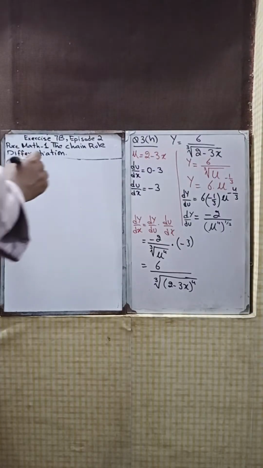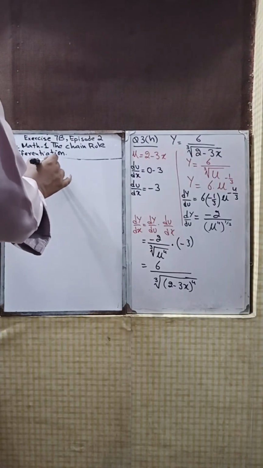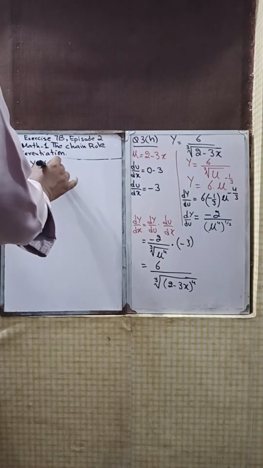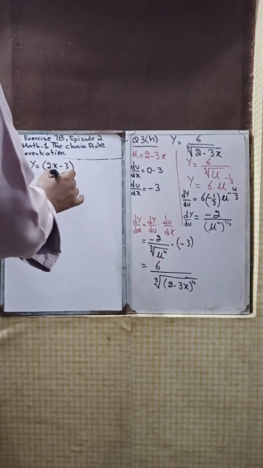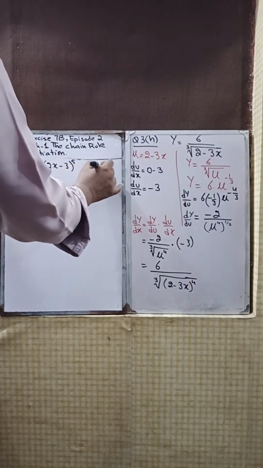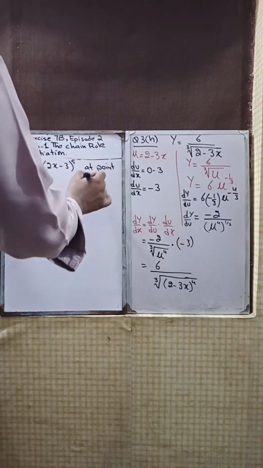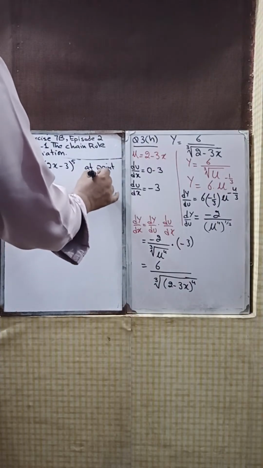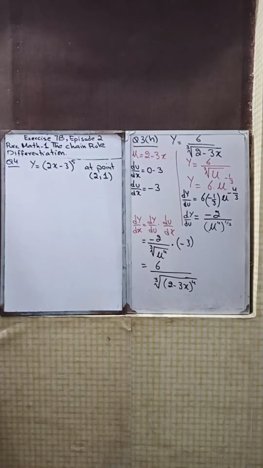It says, find the gradient of the curve. The curve is given: y equals (2x minus 3) raised to power 5, at the point, and the point is also given. The point is (2, 1). At this point, we have to find the gradient. Find the gradient of the curve y equals (2x minus 3) whole raised to power 5 at the point (2, 1). This is the question, sir.